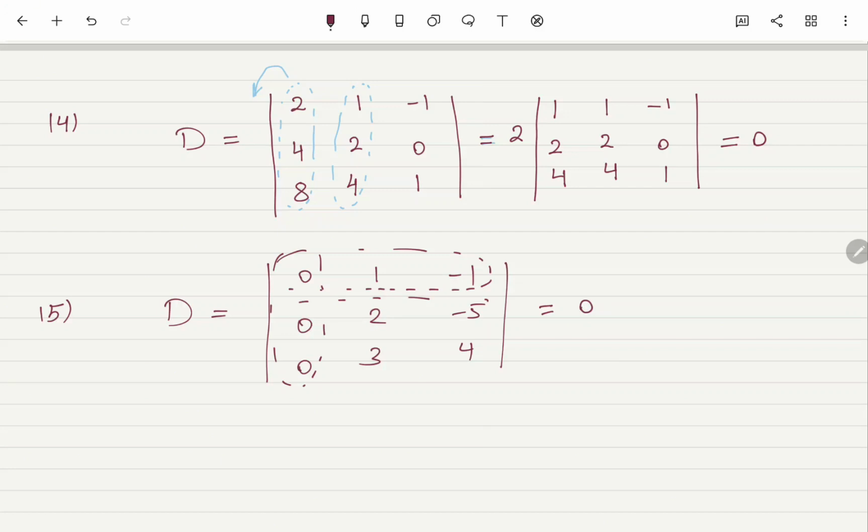Again, this applies if each element of a row is equal to 0. Then the value of the determinant will vanish. Now, property number 6: if every element in a row or column can be written as the sum of two terms, then the determinant can be written as the sum of two determinants.